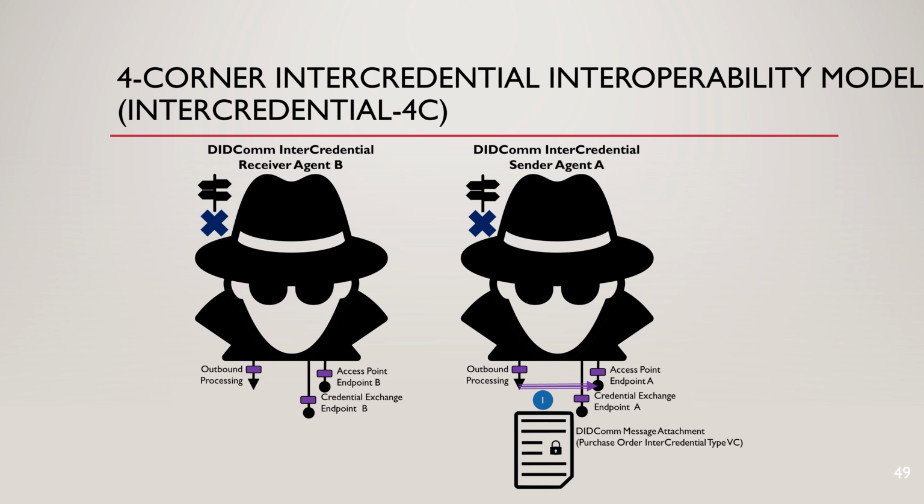And remember the role of an access point, whether it's in the logical composition model or whether it's a separate discrete agent, is to transform the previous credential into a new credential type. So in this case, the access endpoint A is going to transform it from a VC to an LD VC1 because that's part of the agreement with the receiver.